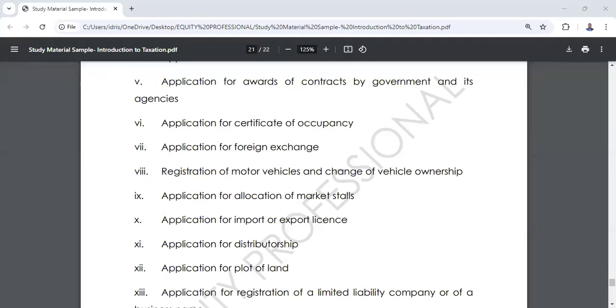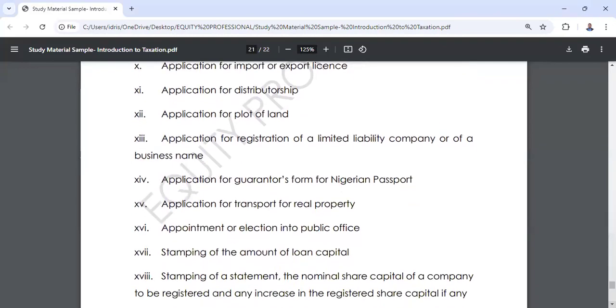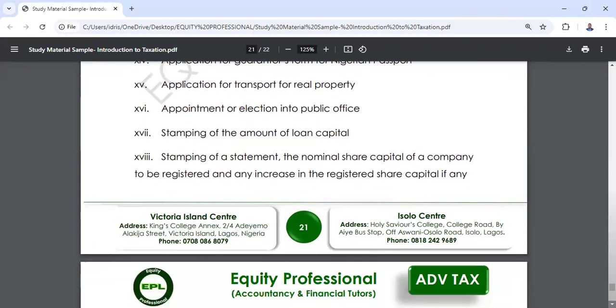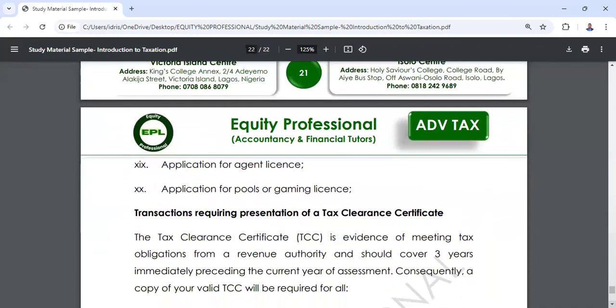Application for increase in share capital as a company. A company wants to apply for an increase in their share capital. They will ask for their tax clearance certificate. Application for distributorship. They will ask for your tax clearance certificate. All this will be required. Application for an agency license. Your tax clearance certificate will be asked for.